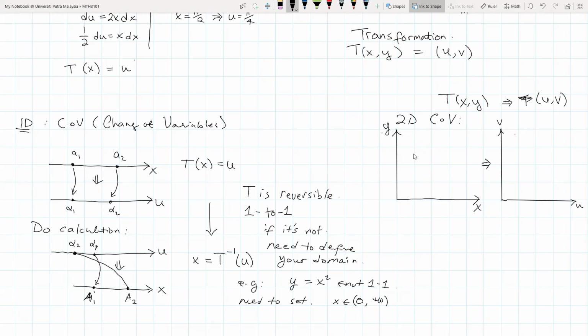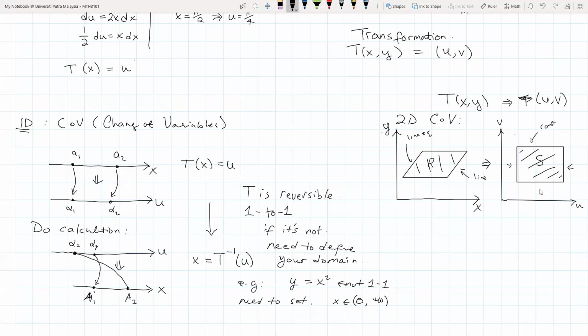For example, if I have some kind of parallelogram, something like this, you can see that this is harder to do compared to a rectangle. So I want to change from the parallelogram region R to the region S. This one is a line equation, and this one is also a line equation, but this one is constant on all sides. So you just want to change the region.